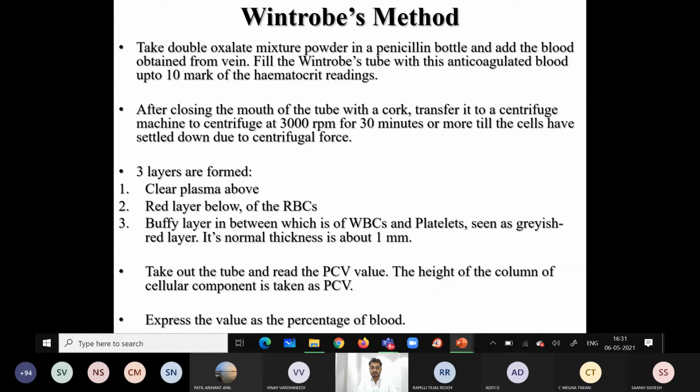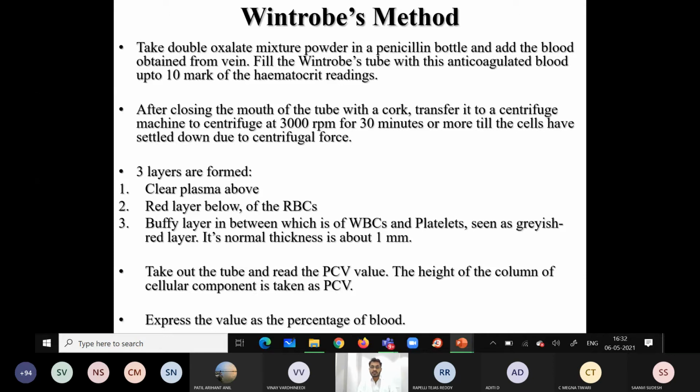After this 30 minutes, after the settling down of the cells in the centrifuge machine, three layers will be formed. The first layer will be the clear plasma layer, which will be the uppermost layer. The lowermost layer will be the red layer, which will be due to the RBCs settling down. In between the upper layer and the lower layer, a buffy coat layer will be there, which will be due to the WBCs and platelets. The color will be grayish red, and its normal thickness is about 1 millimeter.